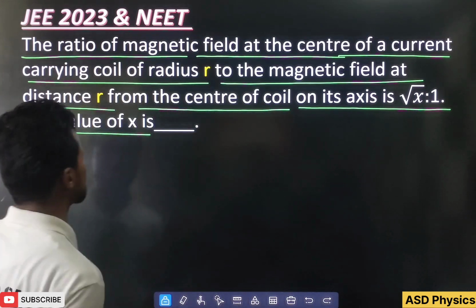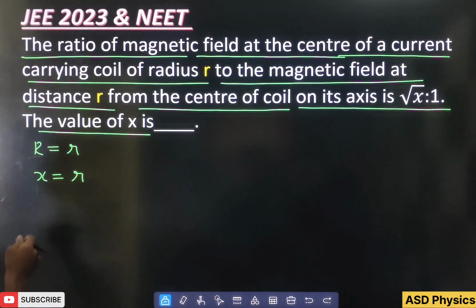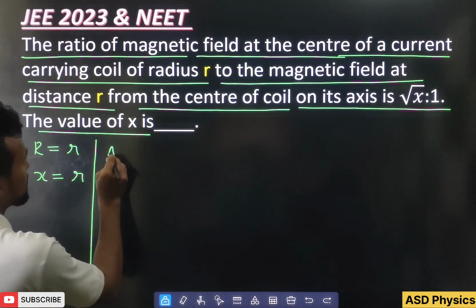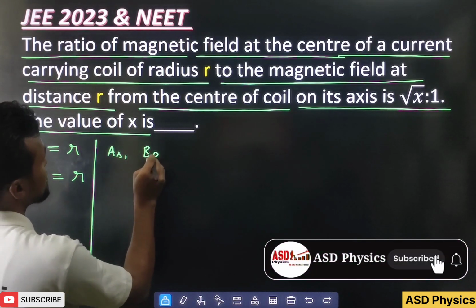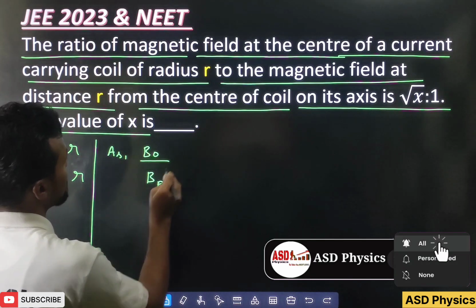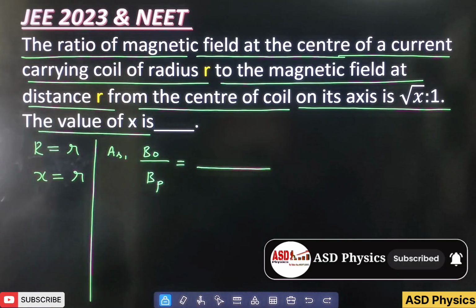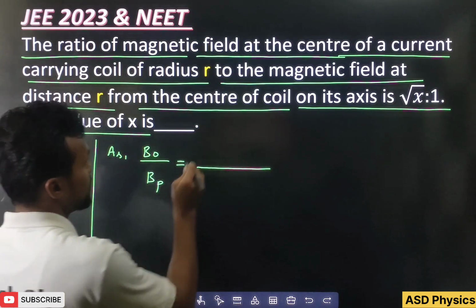The value of x is how much here? Capital R is also small r, and x is also small r. This is given. So what will happen here? Kindly see here. As they are asking the ratio of B naught by BP, center to the axis, so how much is B naught?